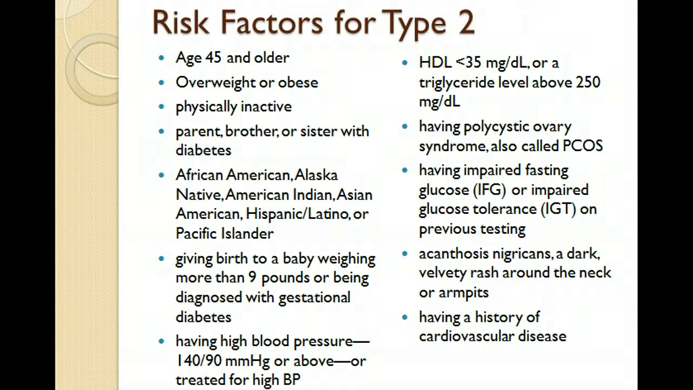Acanthosis nigricans, and we'll pull up some photos in class, it's a rash around the neck or armpits, and it tends to occur in people who have insulin resistance. It can be seen in children. It looks like dirt. It looks like you have dirt around your neck or armpits, but it's actually an indicator, a coloring of the skin that comes from insulin resistance.